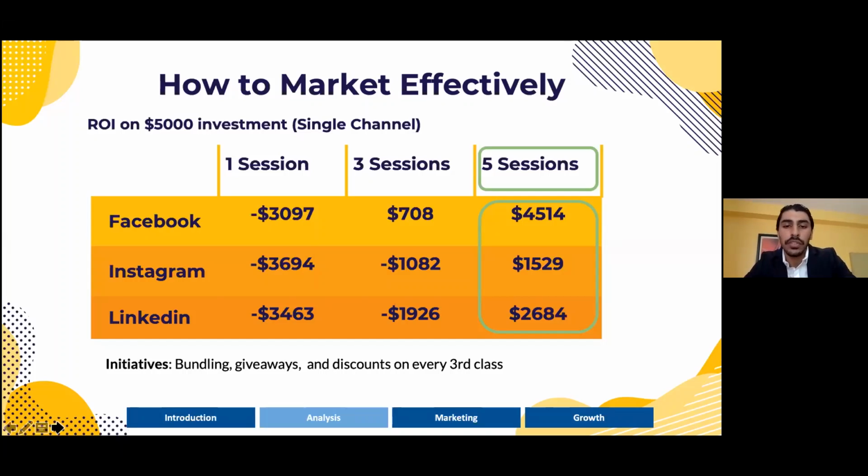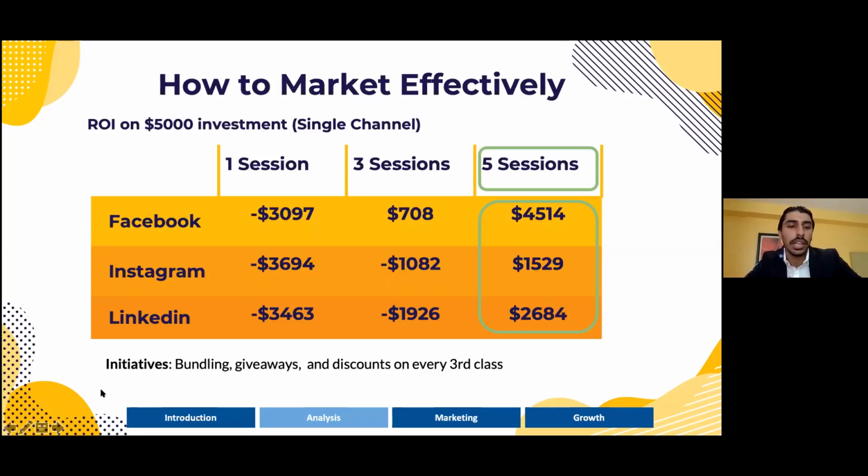An interesting observation was that the return on investment on marketing is always negative if a customer only takes one class. A customer would have to enroll in 3 or 5 sessions, depending on which social media platform the ad was on, to be profitable. This highlights the importance of customer loyalty in ensuring profitability.